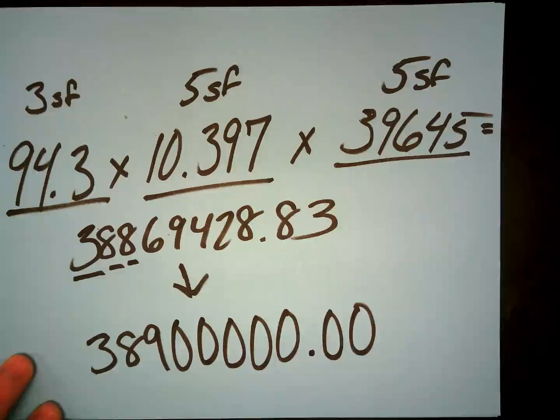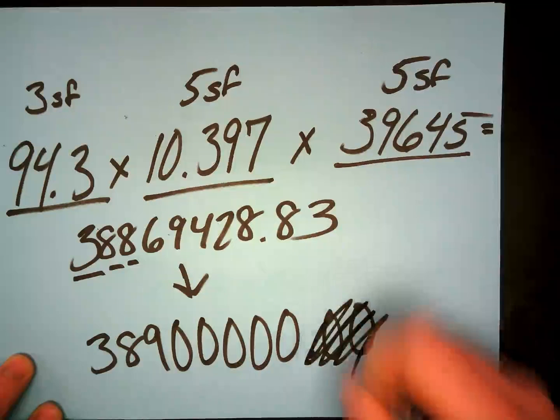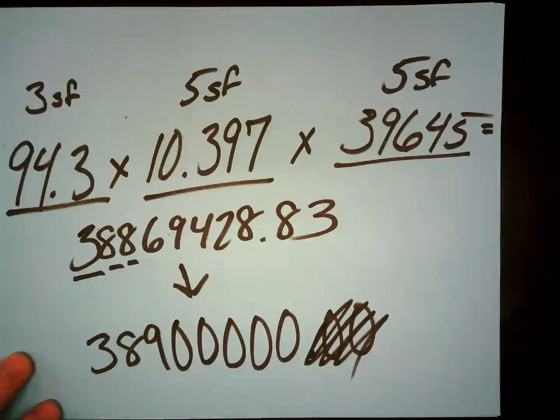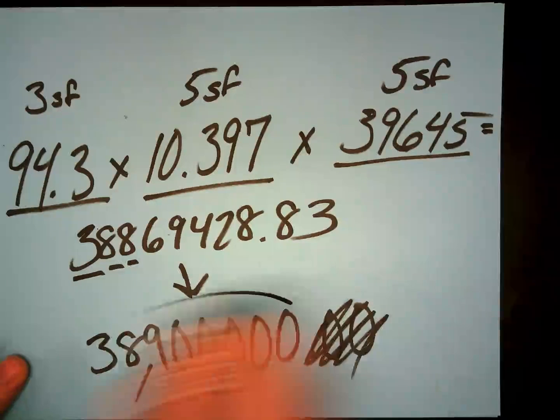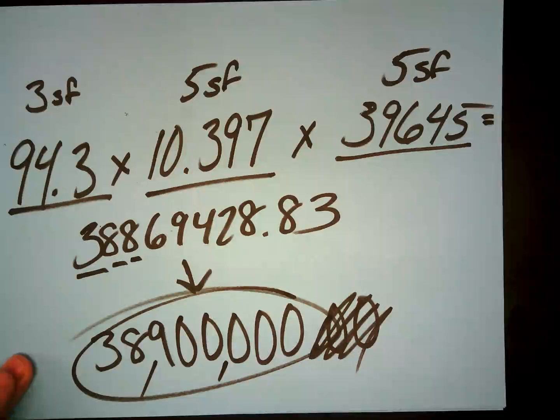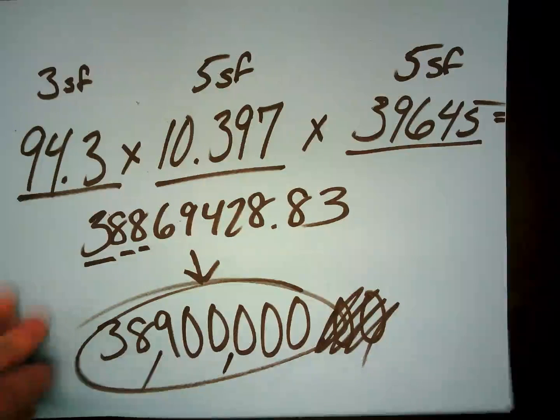And then I'm left with this. And actually, in fact, sorry, you wouldn't even count that because we only care about these 3. So what you're then left with is 38,900,000 as your final answer, okay? Because we've got 1, 2, 3 sig figs, okay? And then that's pretty much it.